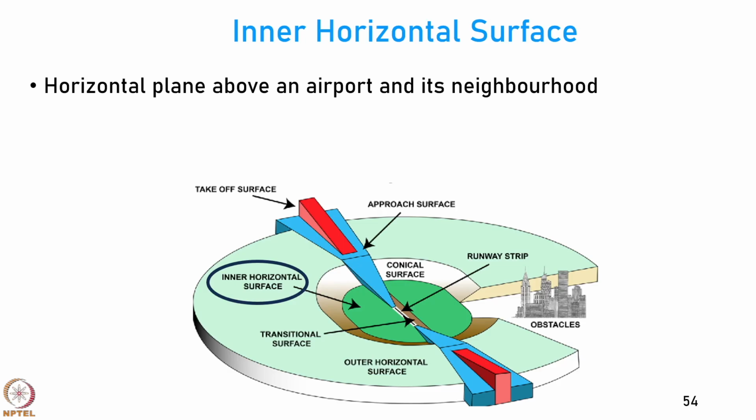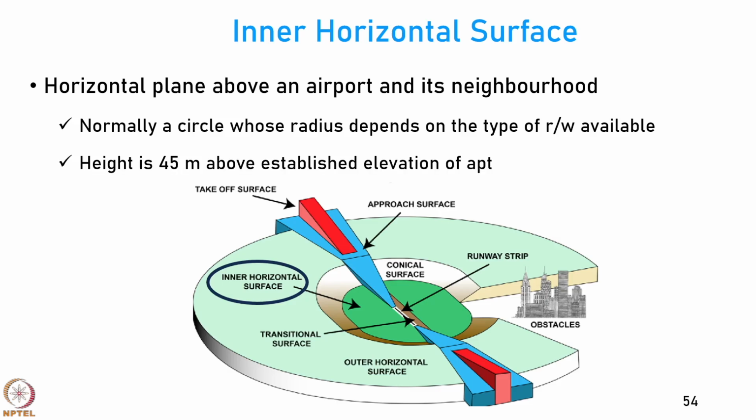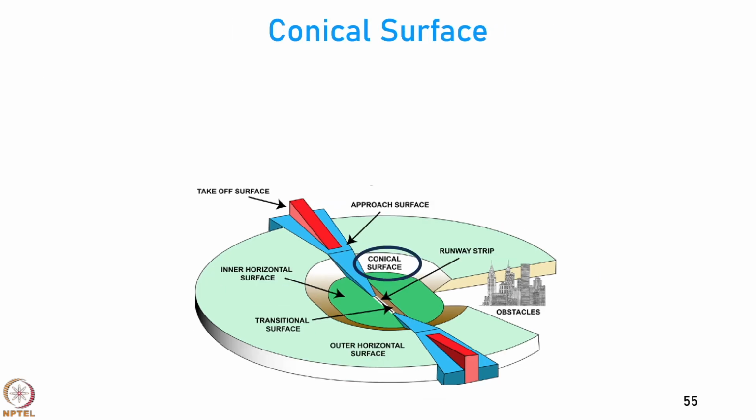This is the horizontal plane above an airport and its neighborhood. This normally is a circle whose radius depends on the type of the runway available, and in this case it is an oval, but it can also be circular. Now, the height of this surface is 45 meters above the established airport elevation. So, the airspace which is 45 meters above the elevation of the airport is the one that comprises this inner horizontal surface. There is also an outer surface which we will see later.